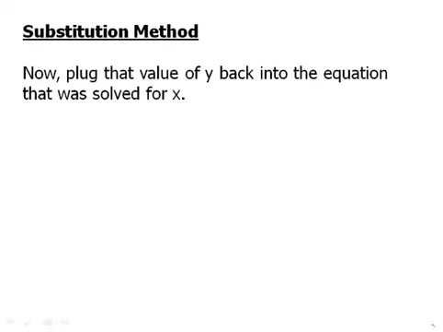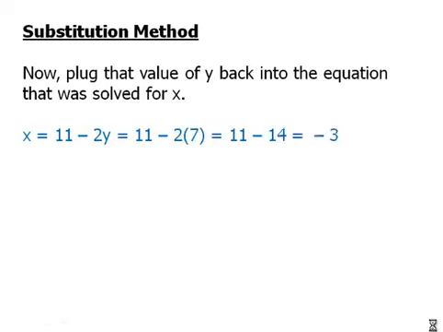Now we plug this value of y back into the equation that was solved for x. So we had x equals 11 minus 2y. Well, now we know that y equals 7. So we'll just plug that in. 11 minus 14 is negative 3. And so that point, x equals negative 3, y equals positive 7, that is the solution.